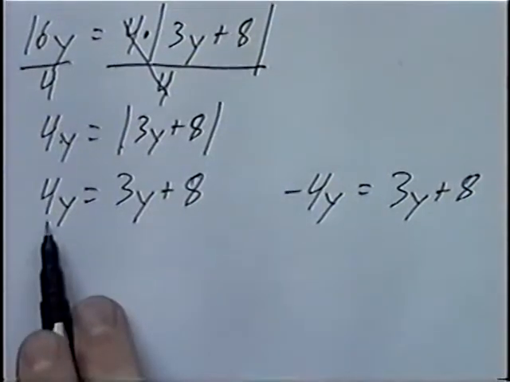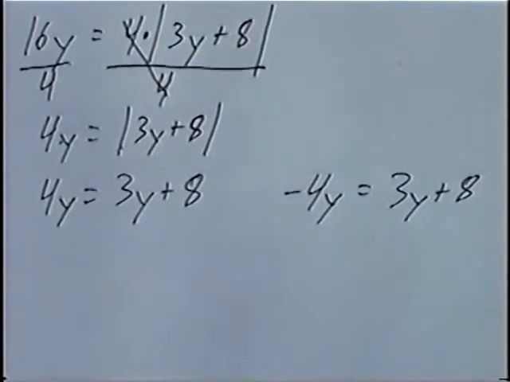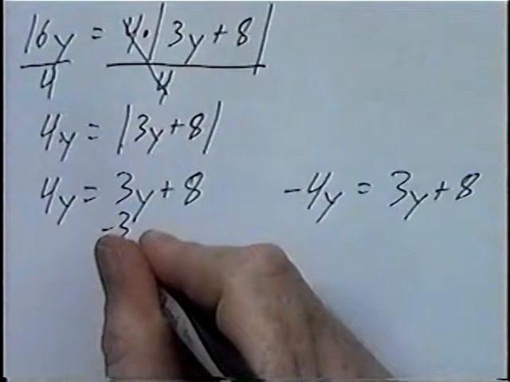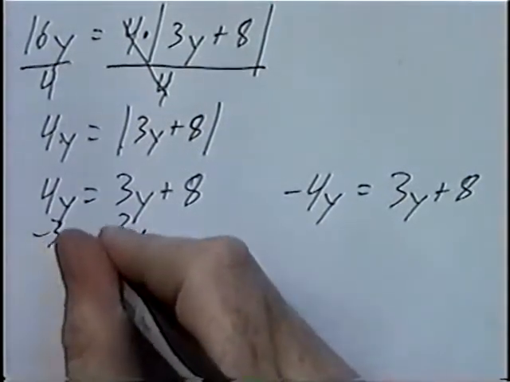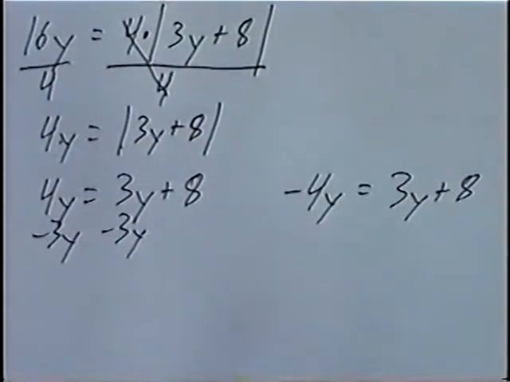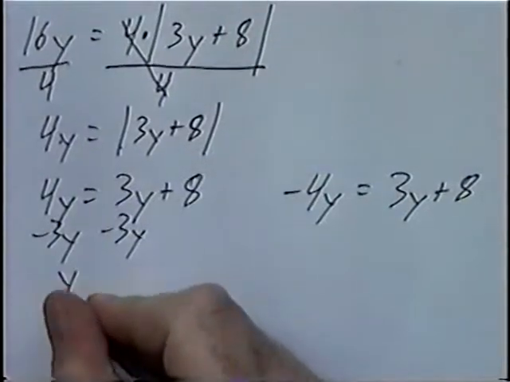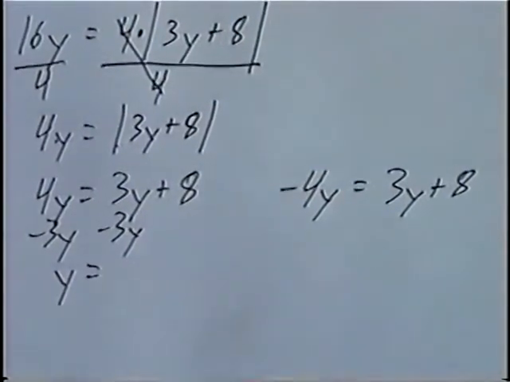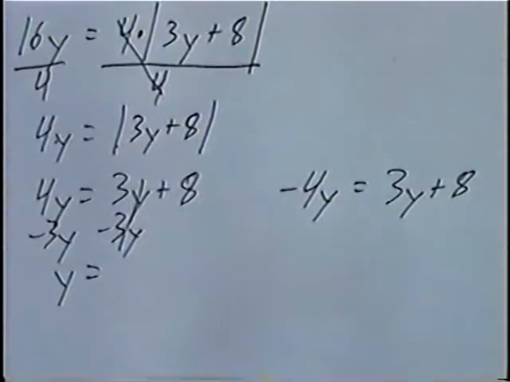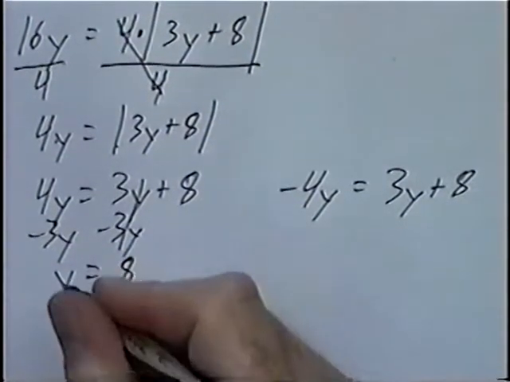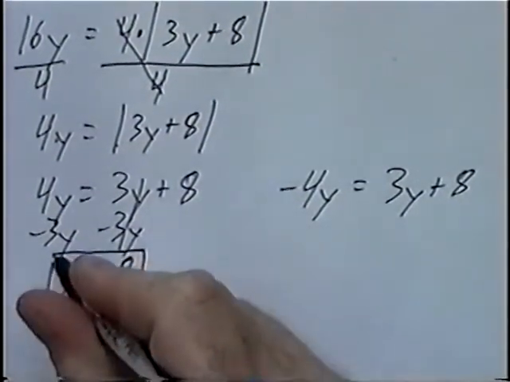Solving each equation, 4y equals 3y plus 8. We can subtract 3y on both sides. 4y minus 3y would be 1y, or just y. 3y would cancel, and we have the possible answer, y equals 8.